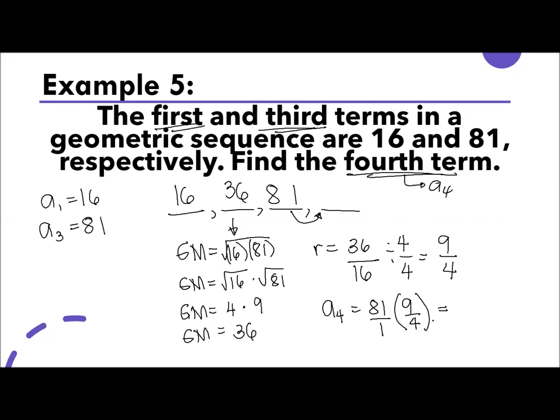So, what is now 81 times 9? 81 times 9, the answer is 729 over 4. Okay? Pwede pa ba siya ma-simplify? Hindi na. Yan na po talaga ang sagot. Medyo malaki, pero yan na po talaga ang sagot. So, this is now our fourth term.